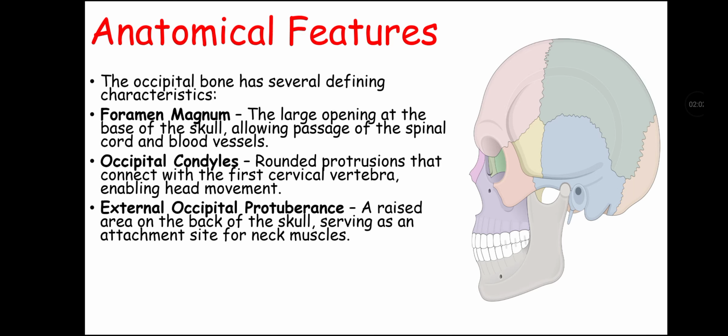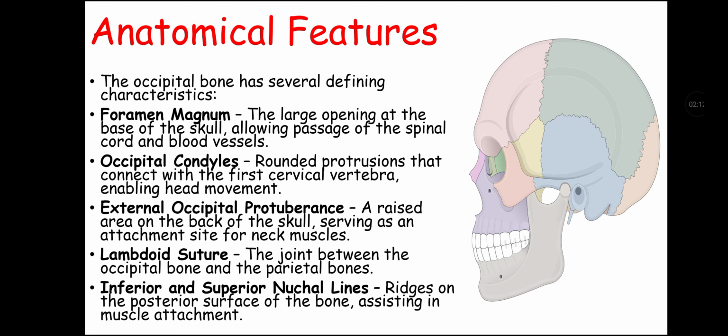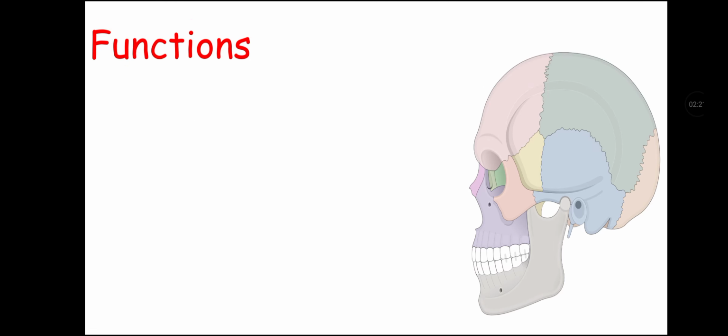Third anatomical feature is external occipital protuberance, that are basically the raised area on the back of skull that serve as an attachment site for neck muscles. Next anatomical feature is lambdoid suture, that is basically the joint between the occipital bone and the parietal bone. Next we have inferior and superior nuchal line, that are basically the ridges on the posterior surface of the bone that assist in muscle attachment.